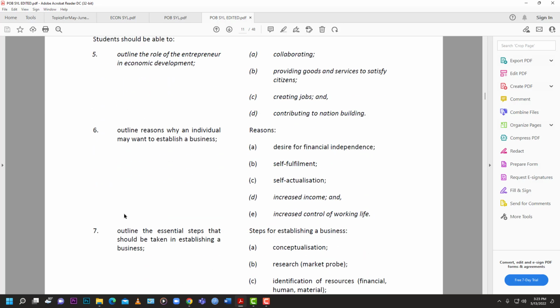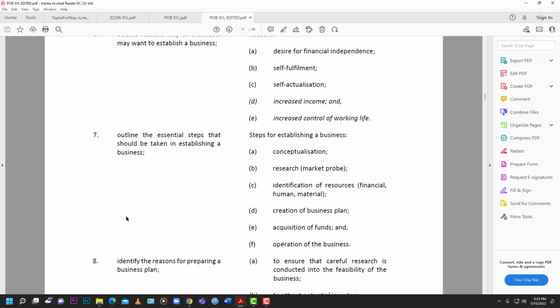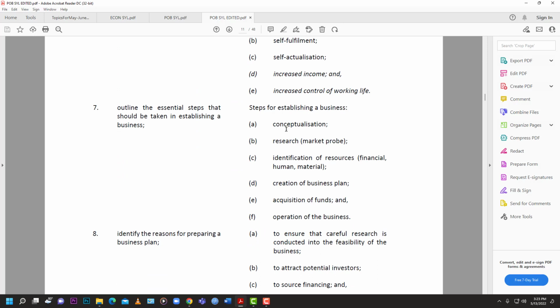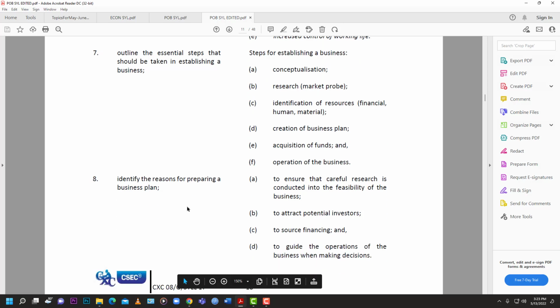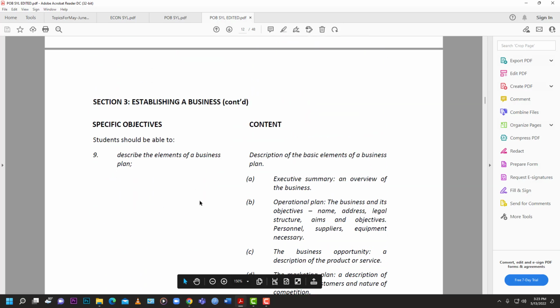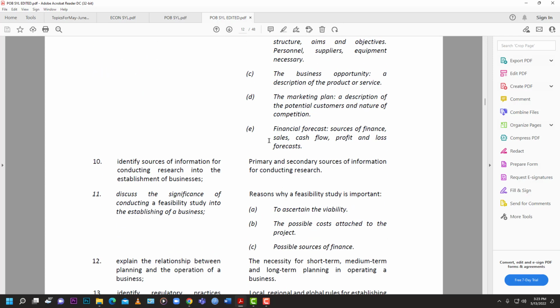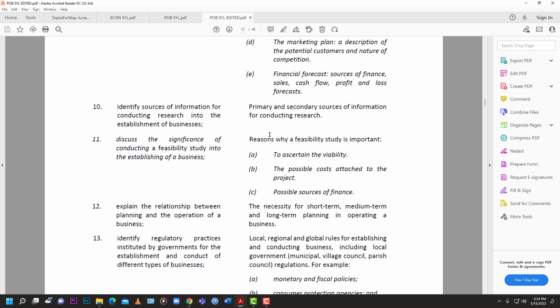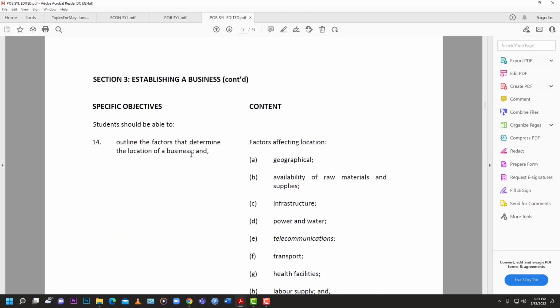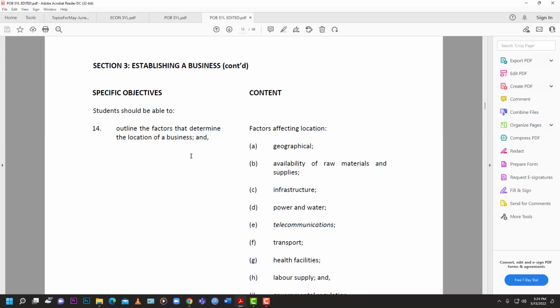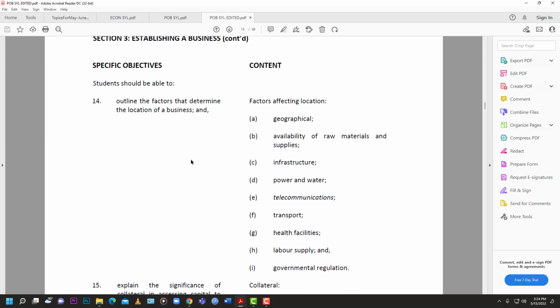Right, reasons why you might want to start your own business, steps in starting your own business. You're looking at it from conception all the way to operation. Identify reasons for preparing a business plan, so you have to dig deep into the business plan also, and describe the elements of the business plan. And you see this section is real broad, right? It's real broad. We're looking at planning, we're looking at feasibility study, so it's a real broad section indeed. So you have your work cut out for you as it relates to those things.